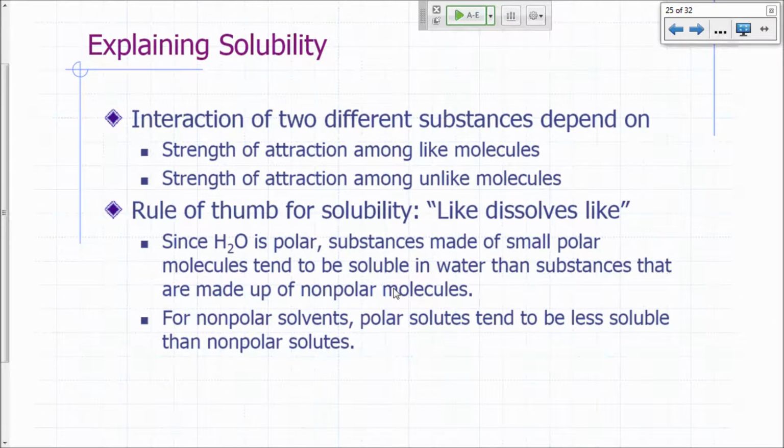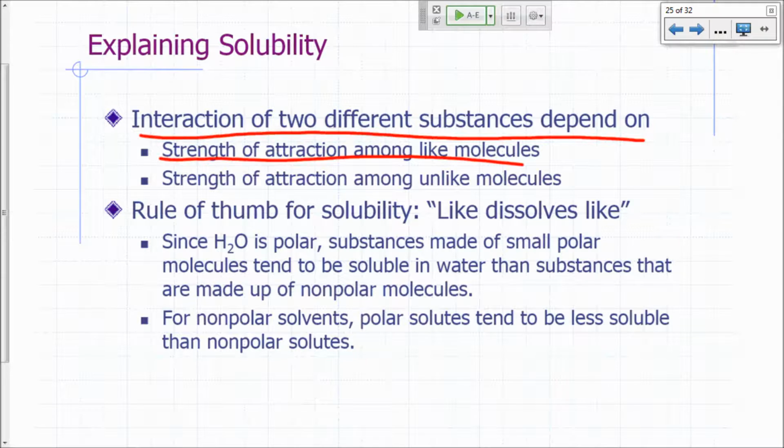You can also use intermolecular forces to explain solubility. When two substances interact, the interaction depends on how well they like to stay among their own kind, attractions among like molecules, and how strongly they would like to mingle with the other types of molecules. So interactions between unlike molecules versus interactions between like molecules. In terms of solubility, if you want to explain why something dissolves in water and why something else does not dissolve in water, you can explain that using the rule of thumb that's known as like dissolves like.